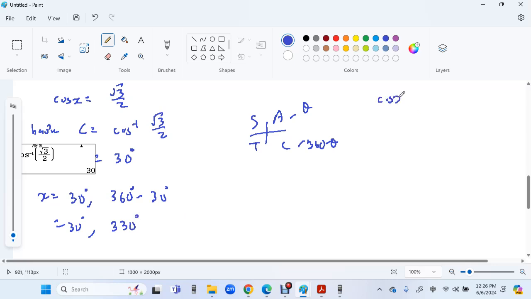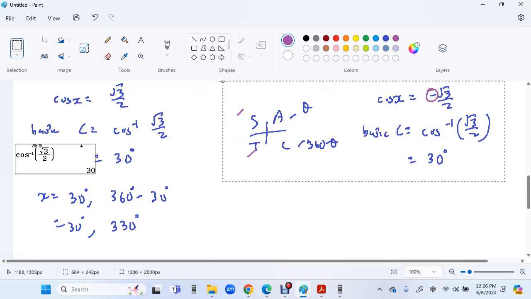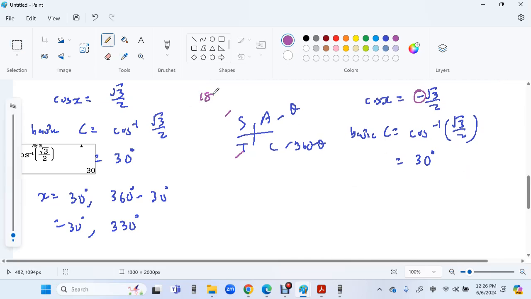If we have cos x equal to negative square root 3 over 2, then the basic angle will be arc cos of square root 3 over 2 also, so this one will be 30 degrees. Cos negative will be the second and the third quadrant, so it will be 180 minus theta and 180 plus theta. So x will be 180 minus 30 and 180 plus 30, so we have 150 and 210.